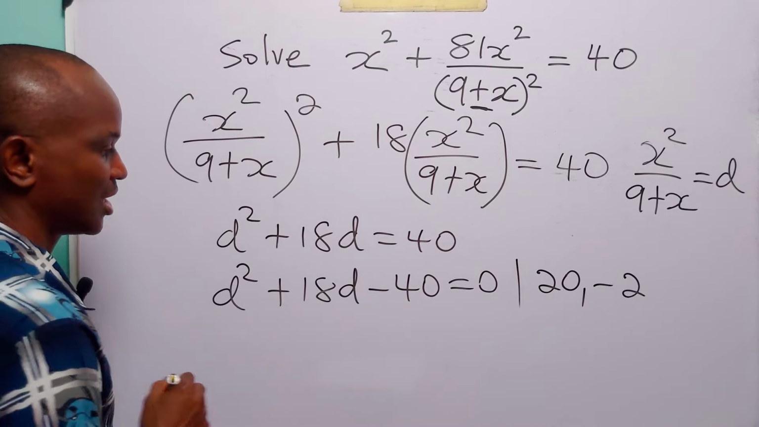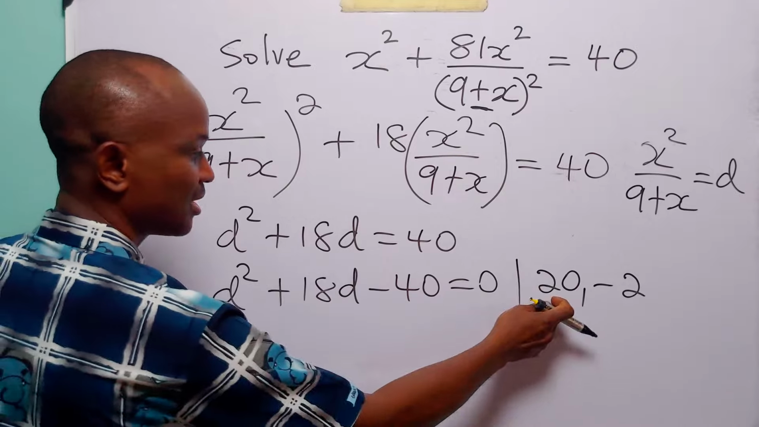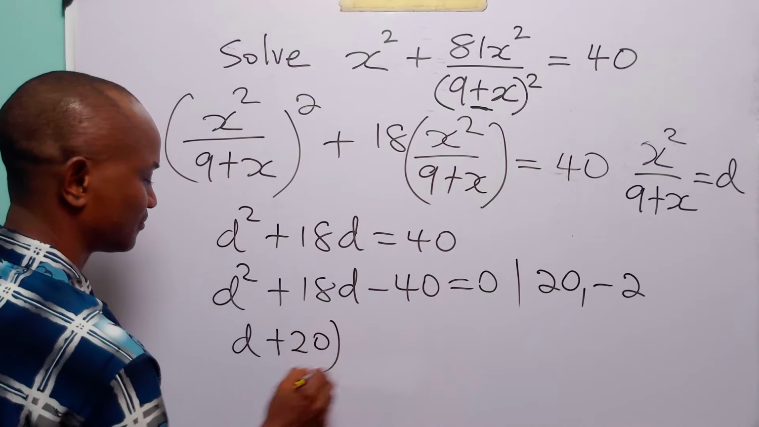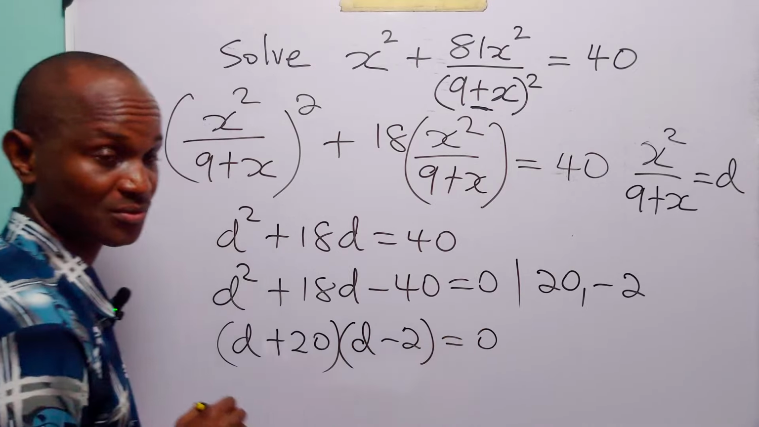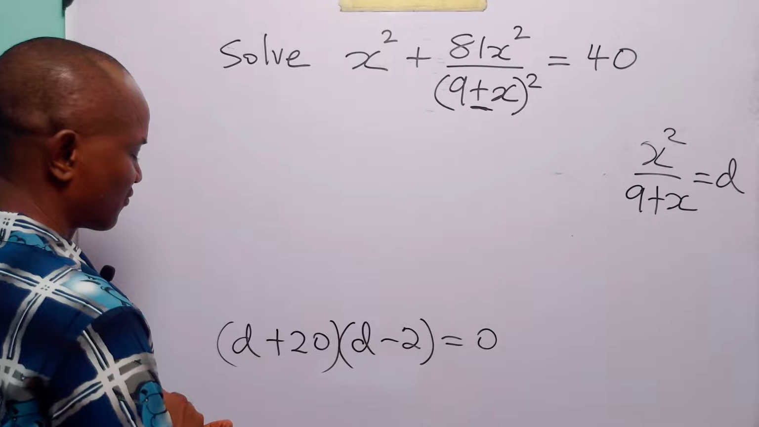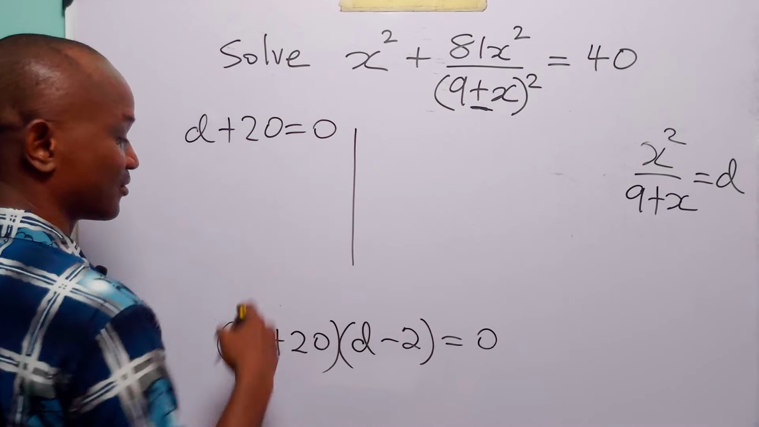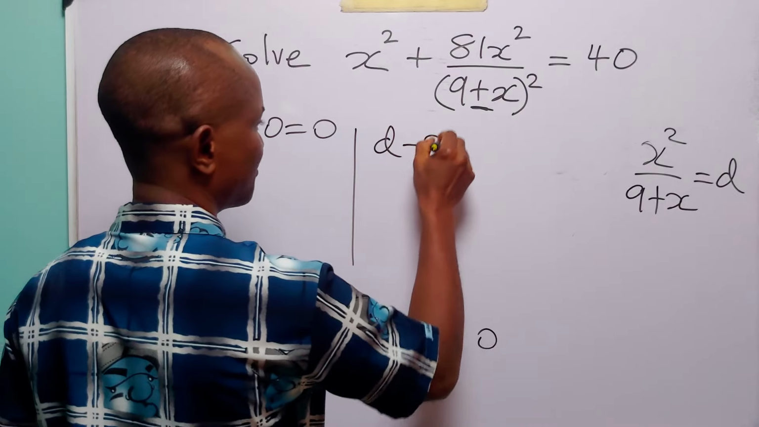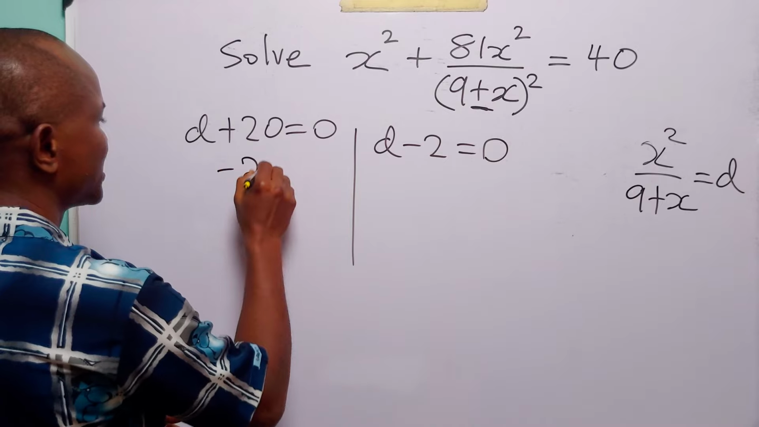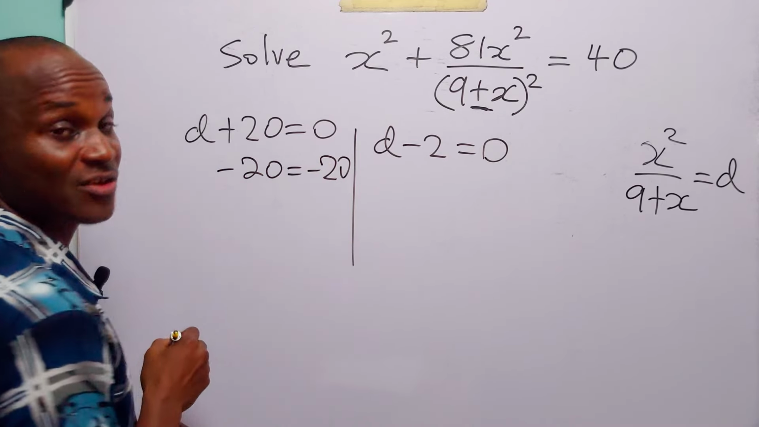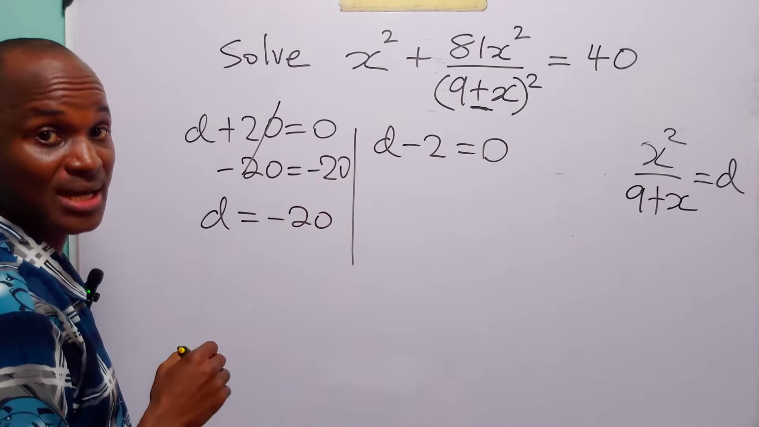Because 20 times minus 2 is going to give us minus 40, while 20 minus 2 is going to give us plus 18. So when we factorize the left-hand side of this equation, we have d plus 20 multiplied by d minus 2 is equal to 0. And of course, from here we have that either d plus 20 is equal to 0 or d minus 2 is equal to 0. When we subtract 20 from both sides of this equation, we have that d is equal to minus 20.